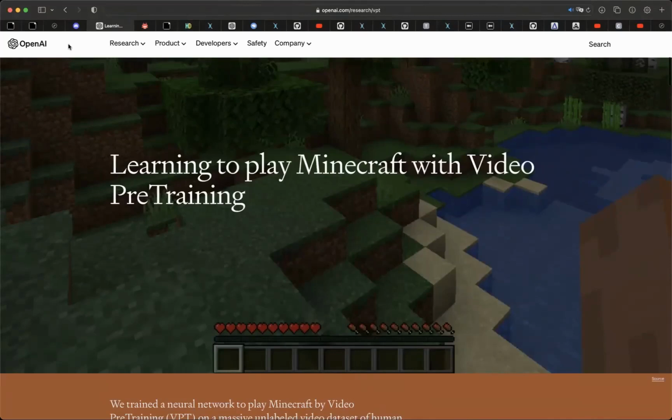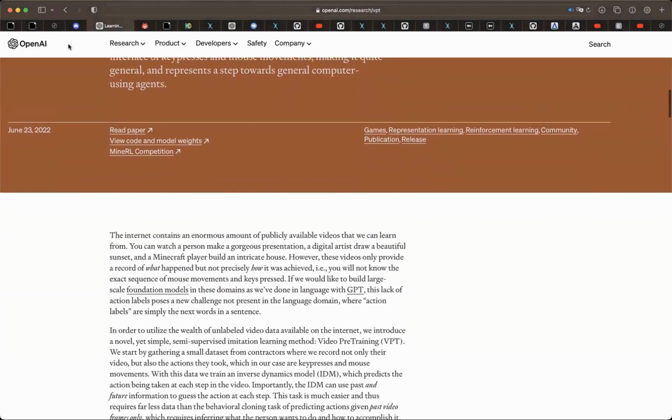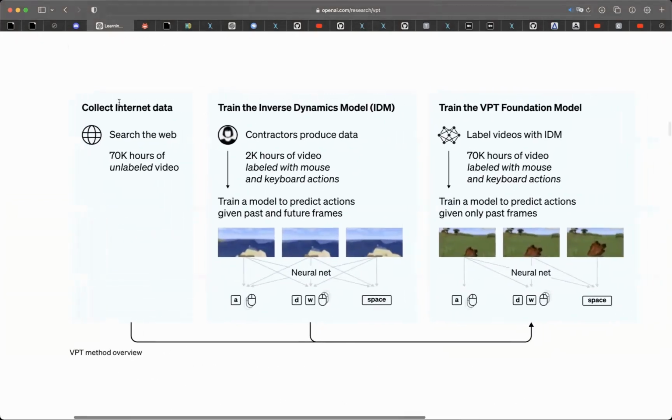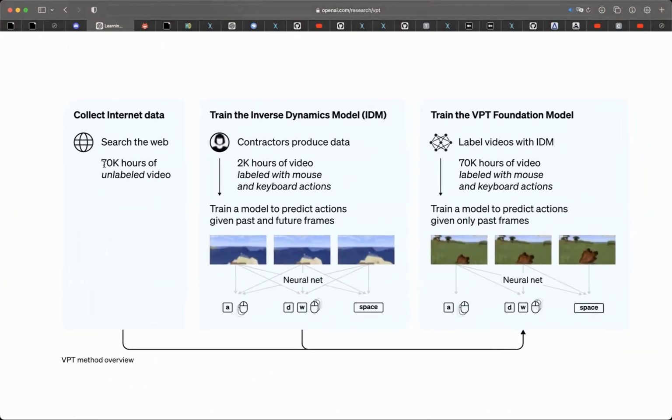Hello everyone, here we'll discuss the article Learning to Play Minecraft with Video Pre-Training. In this project, they collected about 70 hours of videos of how human players play the game. Also, because it's YouTube videos, you don't have actions. So you don't know what are the actions that are being executed by a human player.